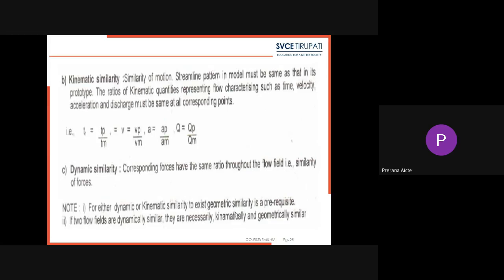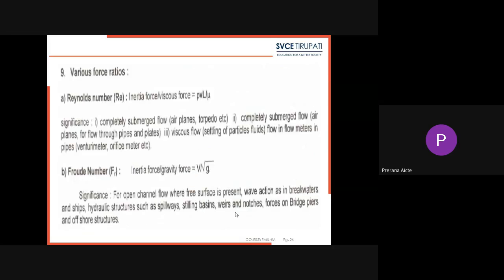Coming to the third one, dynamic similarity. The corresponding forces have the same ratio throughout the flow field. That is, similarity of forces is called dynamic similarity. And we should remember one thing: for either dynamic or kinematic similarity to exist, geometric similarity is a prerequisite. Whether it is kinematic or dynamic, geometric similarity is the prerequisite condition for these two similarities. If two flow fields are dynamically similar, they are necessarily kinematically and geometrically similar also.